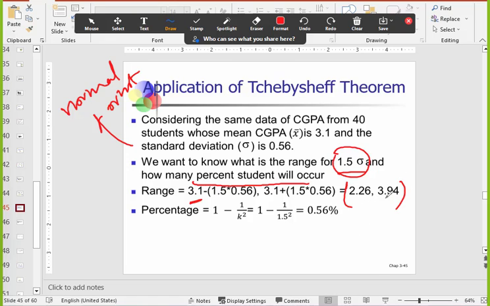So this is the range in between which how many students will occur? 56%. So this should not be here. It should be multiplied by 100 then percentage. So 56% of the observations. So this is the way you can estimate your success rate or your application completion rate.